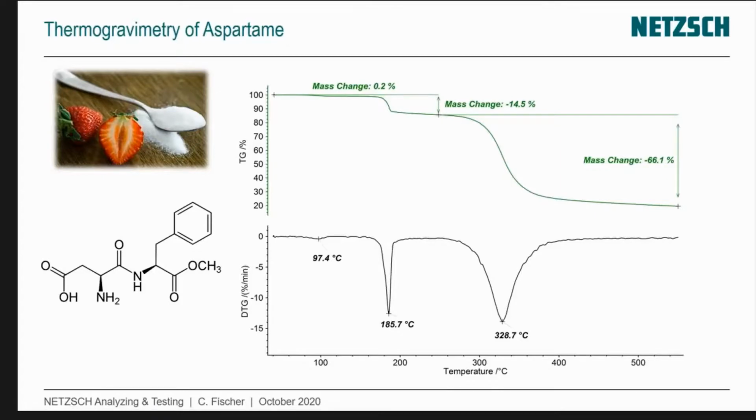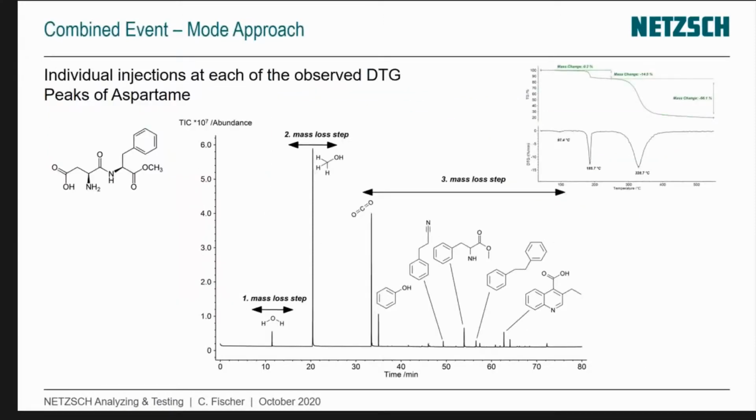This was the so-called event mode. On this slide, the resulting total ion chromatogram is depicted. The first mass loss step showed only one peak in the chromatogram. The comparison of the measured MS spectrum for this peak with the library gives the release of water. So up to 150 degrees C, the original molecule was not decomposed, only moisture was released.